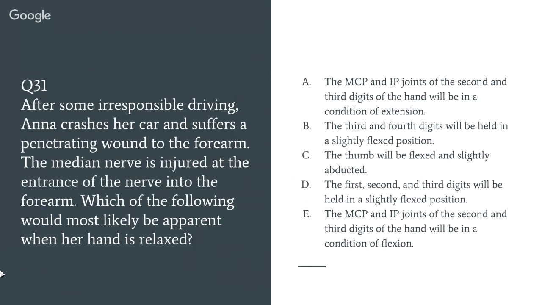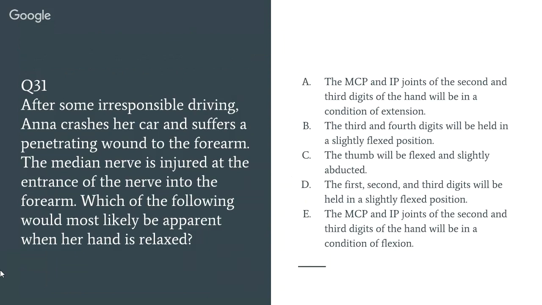All right, question 31. After some irresponsible driving, Anna crashes a car and suffers a penetrating wound to the forearm. The median nerve is injured at the entrance of the nerve into the forearm. Which of the following would most likely be apparent when her hand is relaxed? I'd recommend you go about this in terms of process of elimination. Any answers? Sorry, I'll just speed through this bit because we're running out of time.